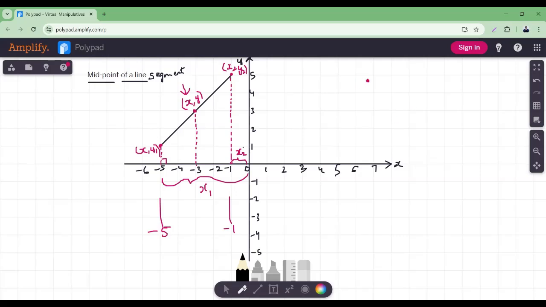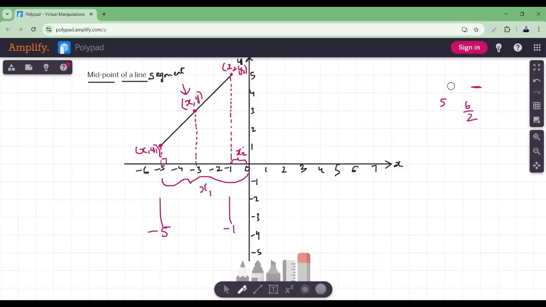How can I do that? When we want to find the middle number between 1 and 5, we have 2, 3, 4, so 3 is the middle point. What is the relationship between 1, 5 and this 3? 1 plus 5 is 6, and 6 by 2 gives me 3.